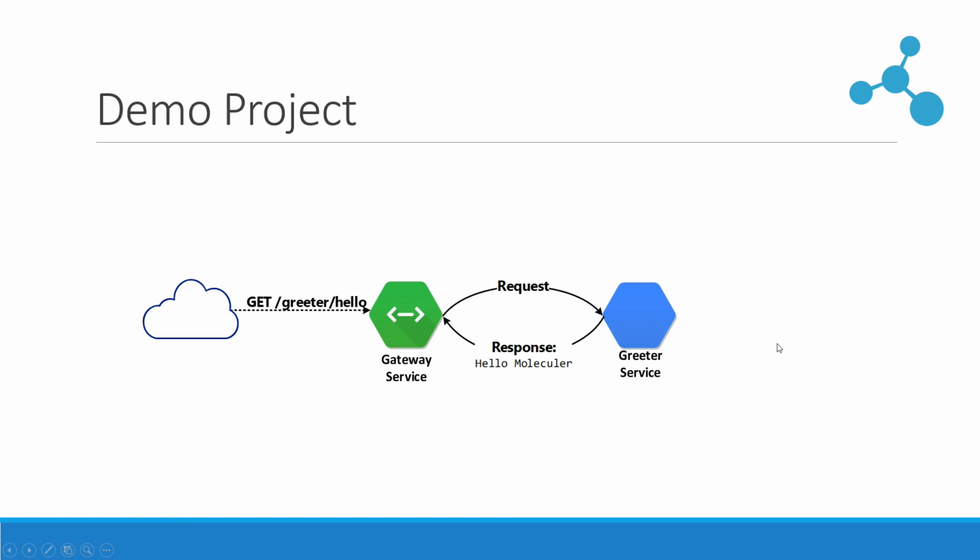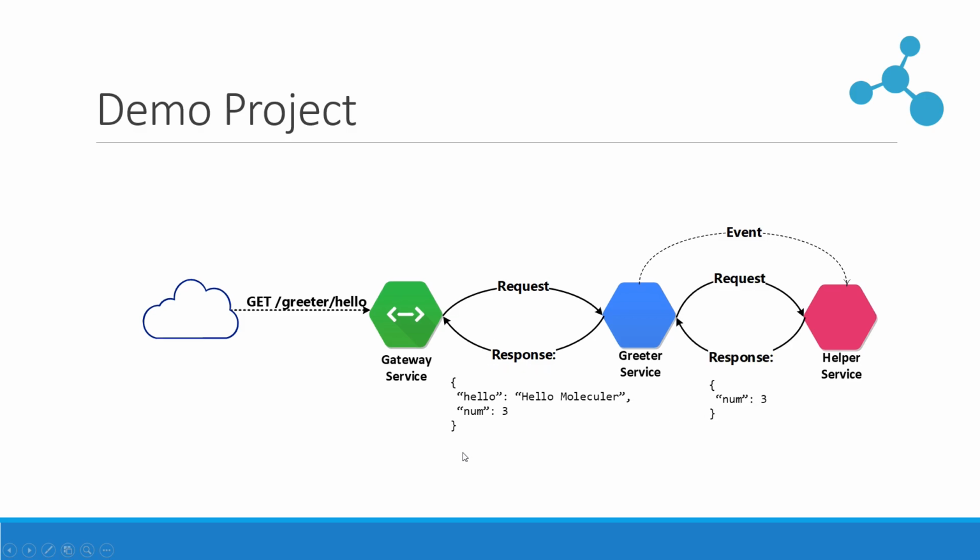Then we'll extend our project by adding an additional helper service and by modifying greeter's behavior. So each time greeter receives a request, it will emit an event that's gonna get caught and handled by a helper service. Finally, we will modify greeter's response by adding an additional randomly generated number that's gonna be generated by a helper service. So in the end, our project is gonna look like this.